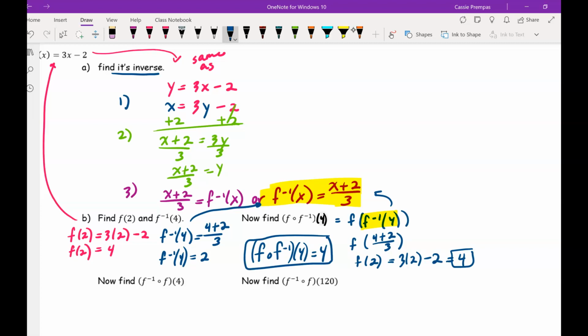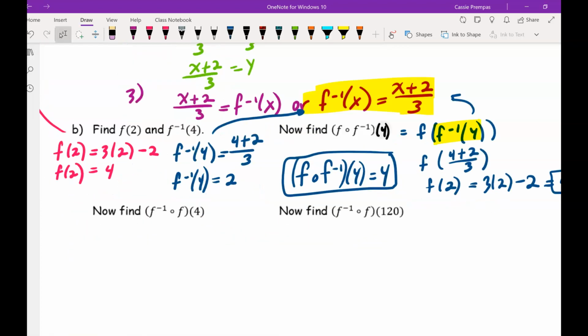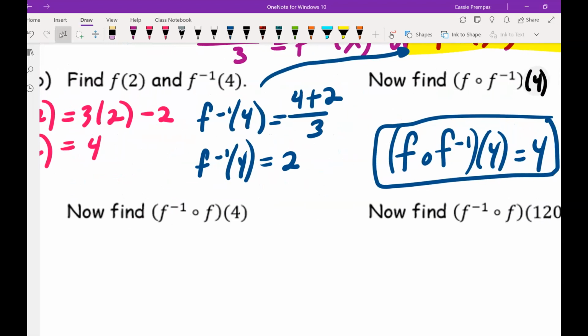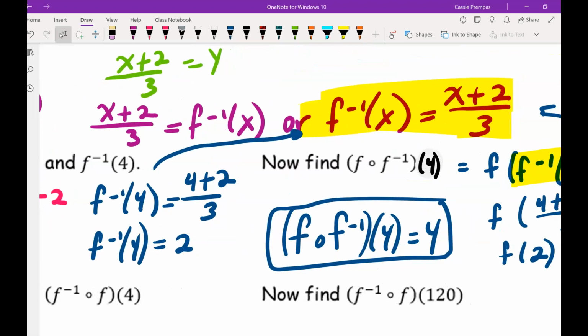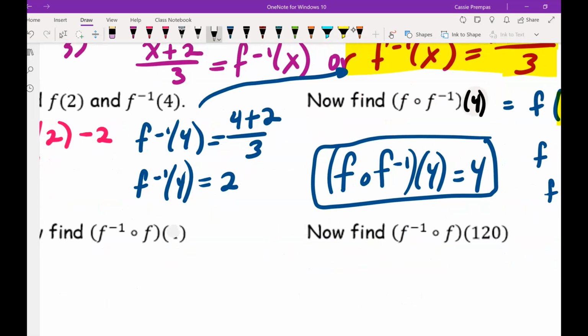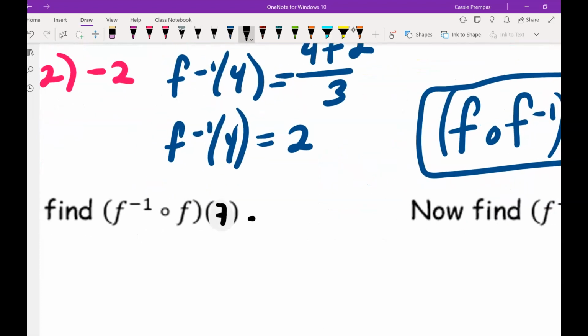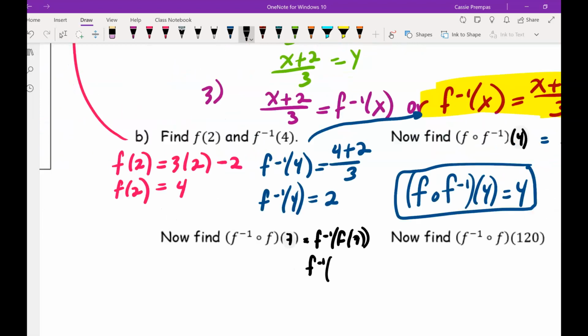Okay. Now let's go ahead and find the inverse of the function at, I'm going to change this on yours too, what would make it pretty easy to figure out. Let's do 7. Okay, so we're going to erase that. We're going to call it 7. What's the inverse of the function at 7? Well, I know I need to determine what's the inverse of f at 7. And I'm going to plug in 7 into my original function.